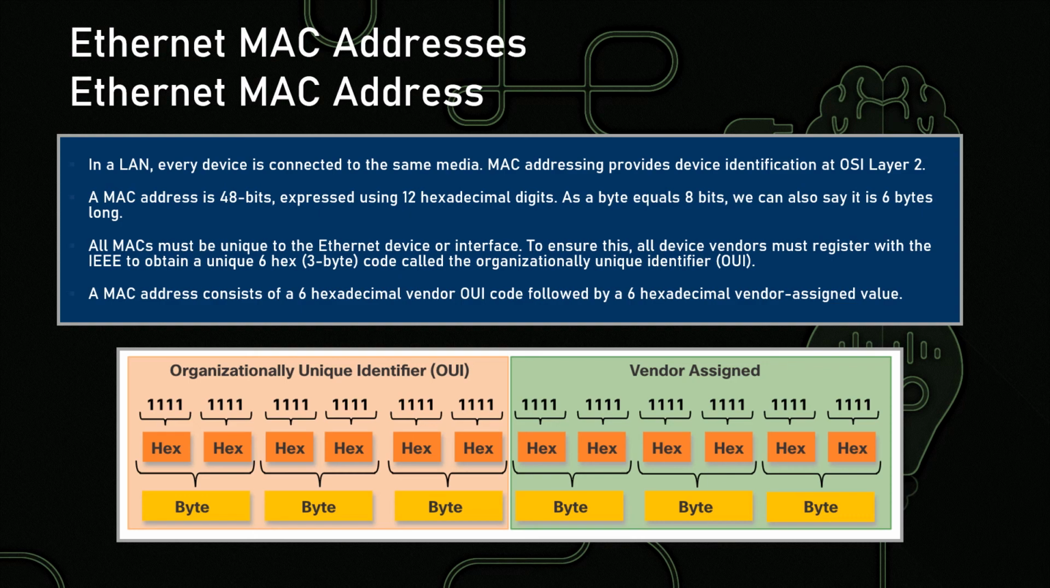All device vendors have to register with the IEEE to obtain a unique 6 hex or 3 byte code called the OUI, or Organizationally Unique Identifier. A MAC address will consist of the OUI code followed by a further 6 hex digits as a vendor assigned value. These are often called the interface ID. So for every OUI, there are 6 hex values worth of interfaces, and multiple OUI codes are often assigned to the same vendor. If you were to look up, say, Dell or Intel, they probably have several ascribed to them.